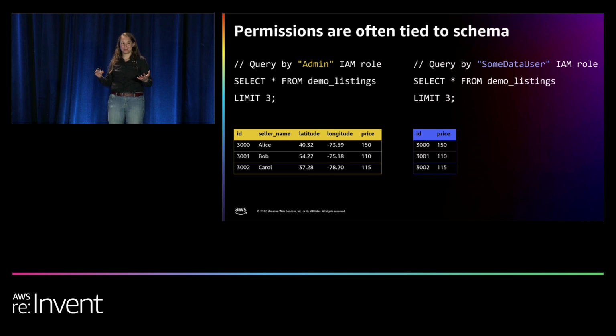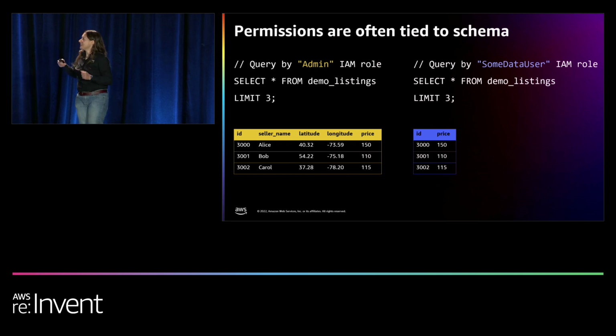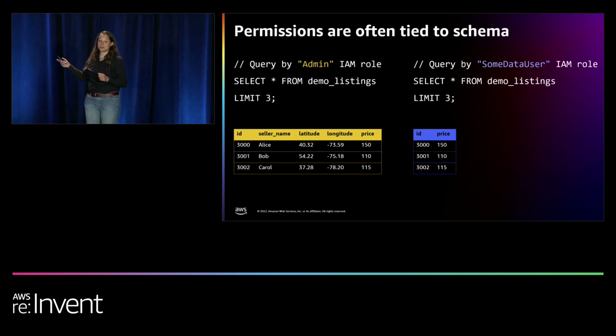Again, I'm expressing these permissions in terms of tables and schema now. Over on the left-hand side, the admin goes and makes a select star, and so I want them to see all the columns. Over on the right-hand side, the SomeDataUser comes in, makes the same query, but I want them to get a different answer. They are restricted on what columns they can see, so I only want to show them the columns they're allowed to see.